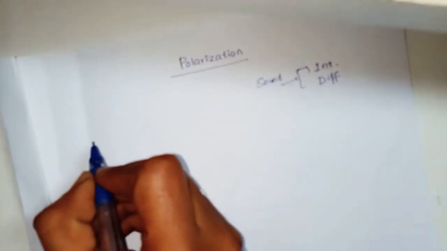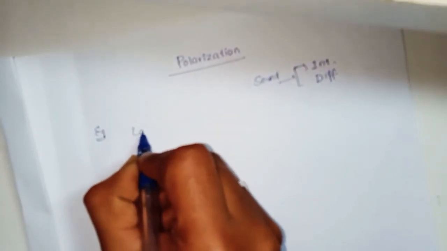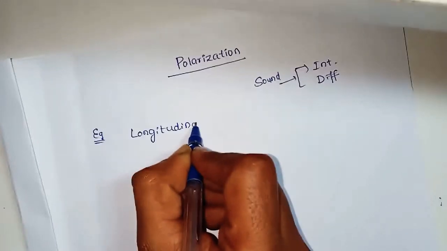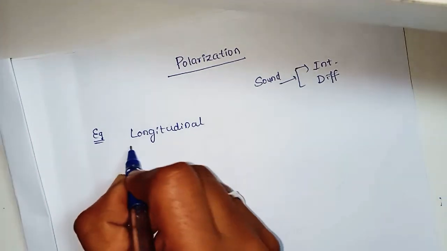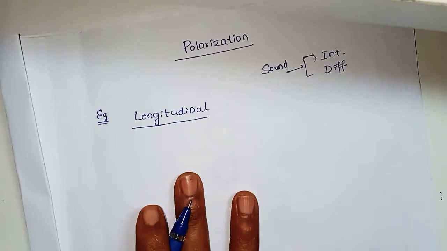Then we are concentrating here on light. Light is transverse in nature. Somehow we studied that, so let's have some illustration. Okay, let's consider a longitudinal wave. To show this, we have to do some experiment.